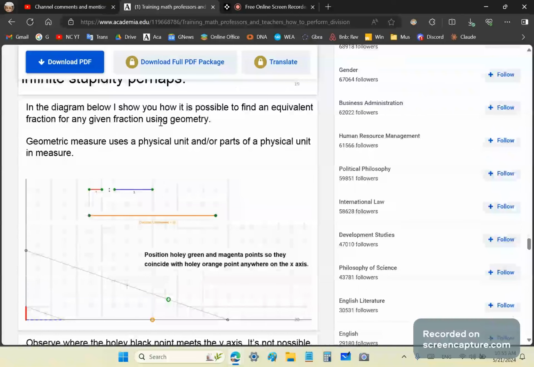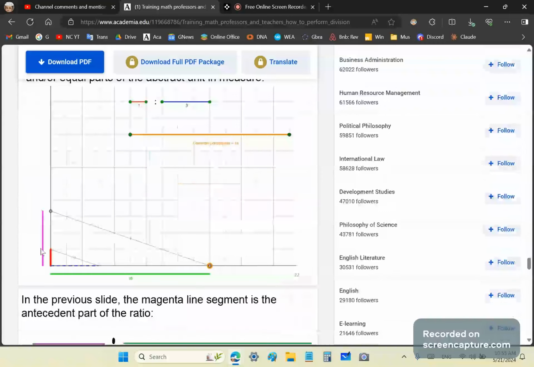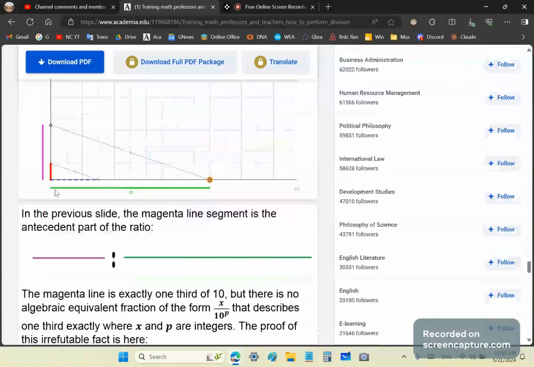using geometry. That means if you had to do something like this where you want to find a ratio of line segments, forget about the numbers here, just a ratio of line segments, and find an antecedent for this orange line, it would be this magenta part here, and you can't measure it. Okay, you can try to measure it, but there is no measure of it. How do I know? Because there is no measure of 1/3 in base 10.